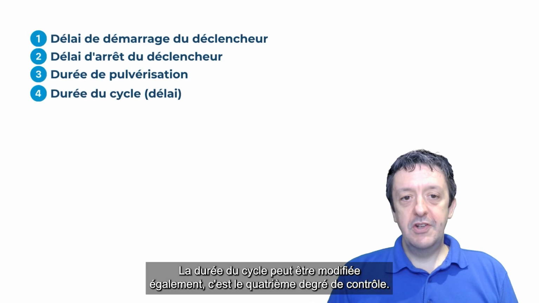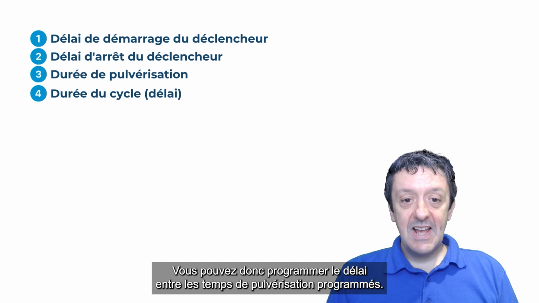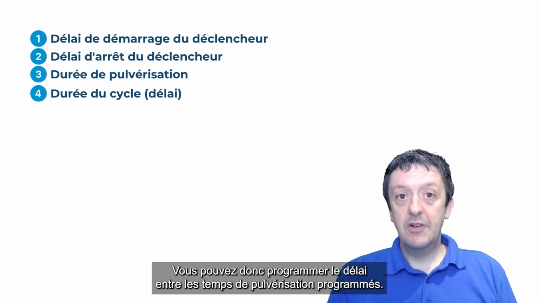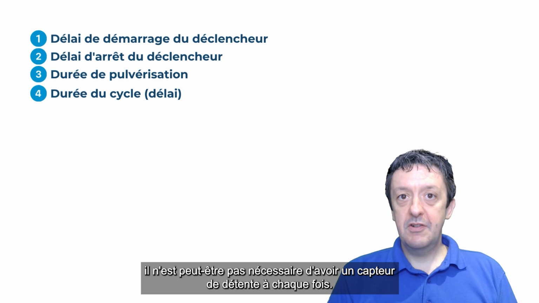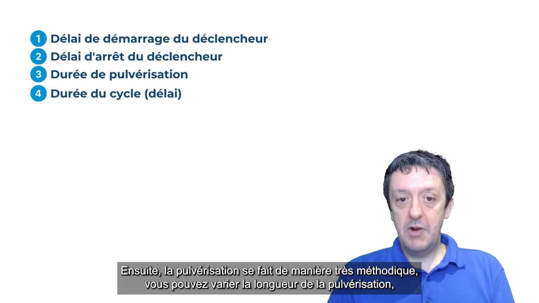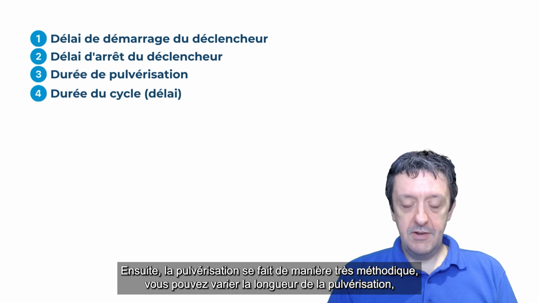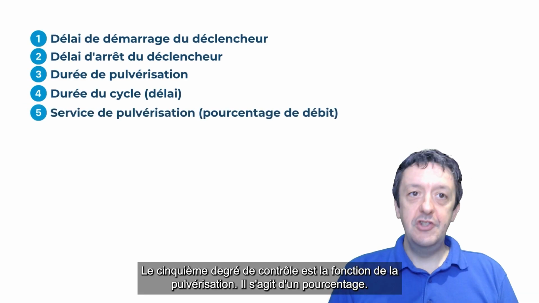The cycle duration can be varied as well. It's the fourth degree of control. You can program in the delay between those set program spray times. If you've got a very regular conveyor, you may not need a trigger sensor each time. The trigger sensor may just be the start of the conveyor, and then it's spraying in a very methodical way. You can vary the length of the spray, and you can vary the length of the off cycle between the sprays.